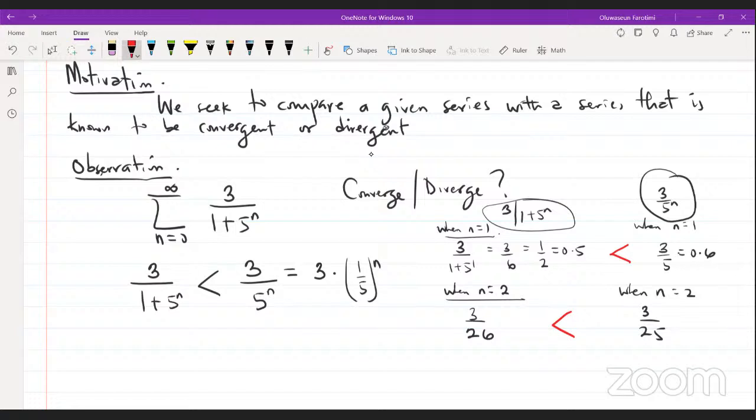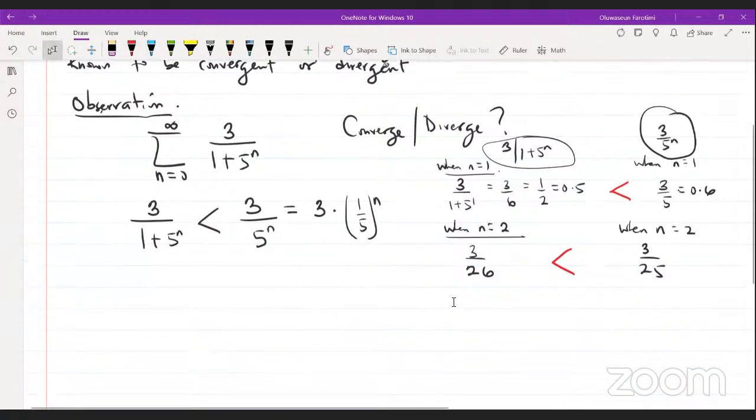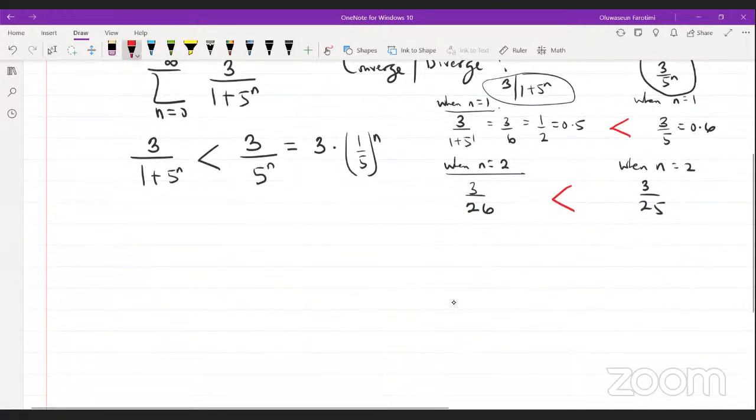So I need to tell you that this, just exactly what we did right here, I'm going to write it in words. So this has smaller terms than this. Okay. This has smaller terms than this.